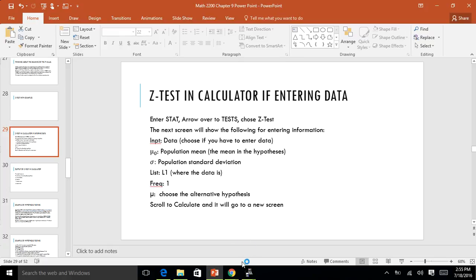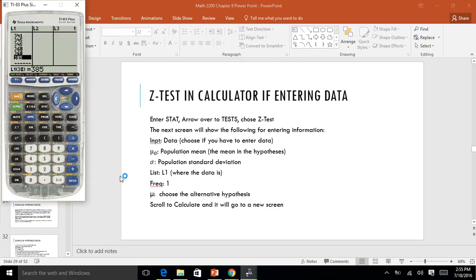So if you're doing a z-test where you have to enter the data into the calculator, the first thing you're going to want to do is go to stats and then enter your data. The data I'm using right now is on page 486, and it's about bench press scores. So I just went ahead, and I'll show you this and then I'll explain the problem. I just put my data in. That's all I did. I put it in my L1.